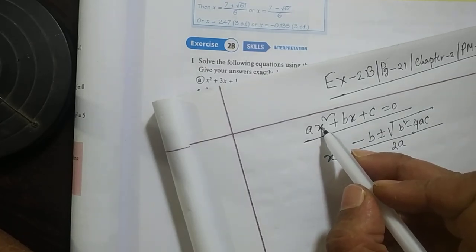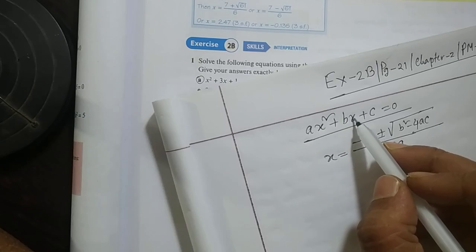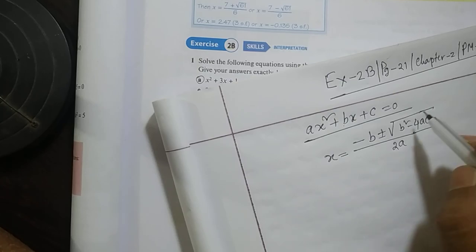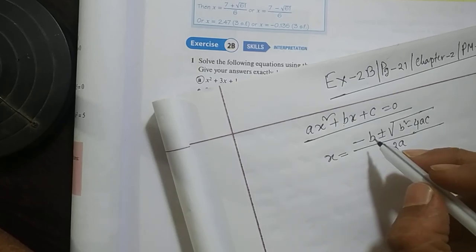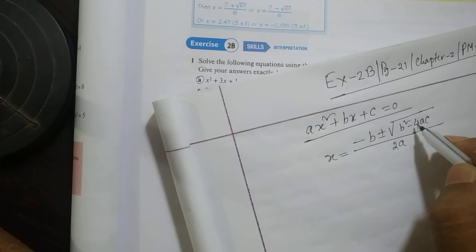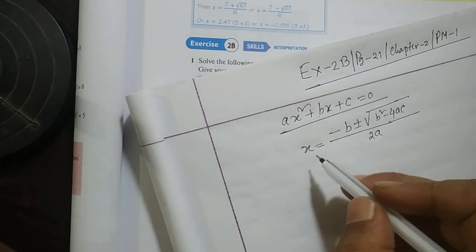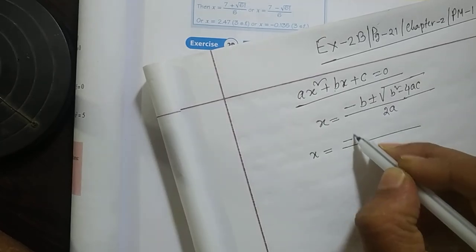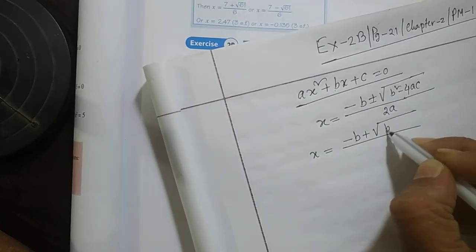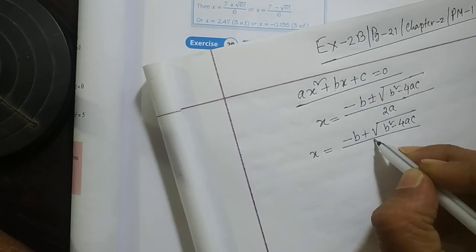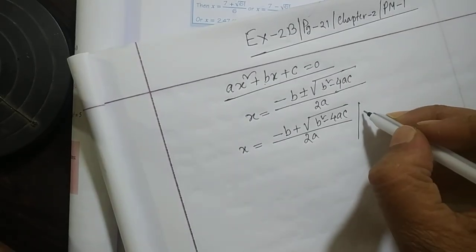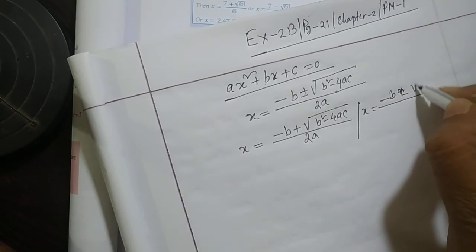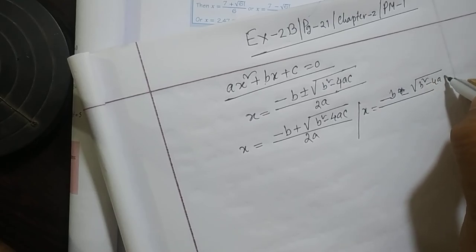If the coefficient of x square is a, coefficient of x is b, and the constant term is c, in that case x is equal to minus b plus minus square root of b square minus 4ac by 2a. This actually has two solutions. One is x equals minus b plus square root of b square minus 4ac by 2a, and the other solution is minus b minus square root of b square minus 4ac by 2a.